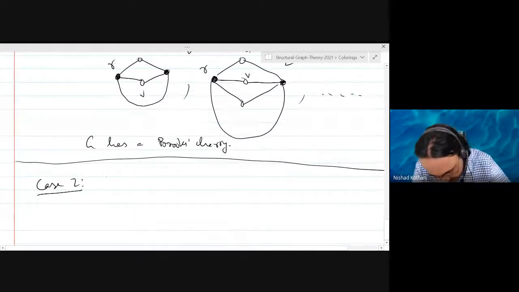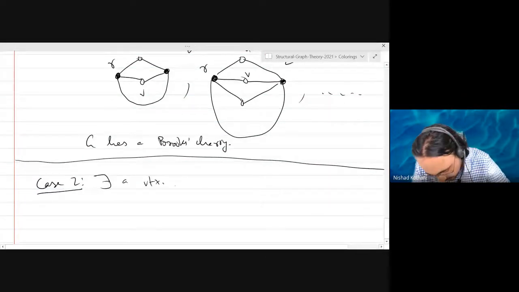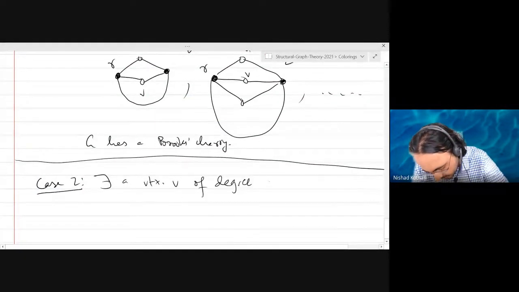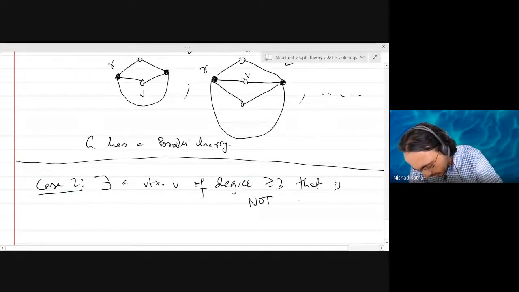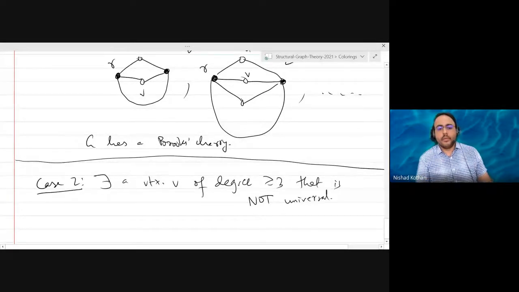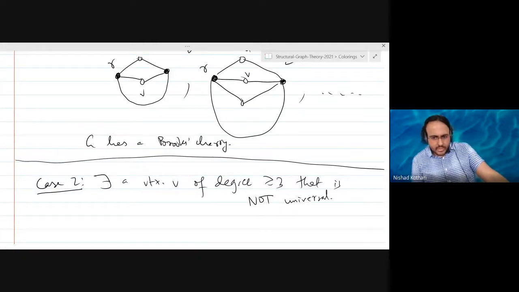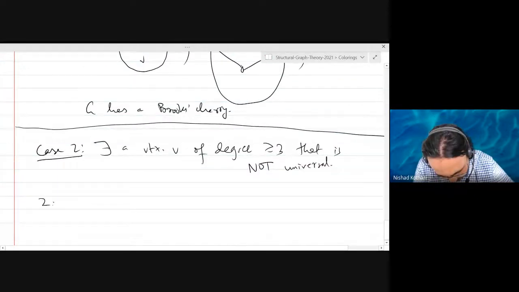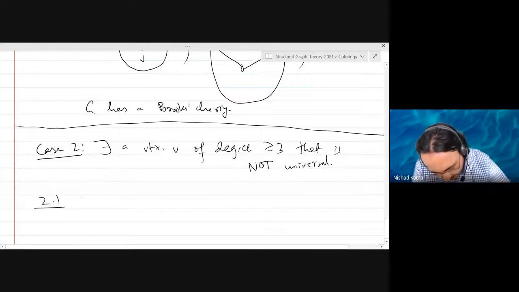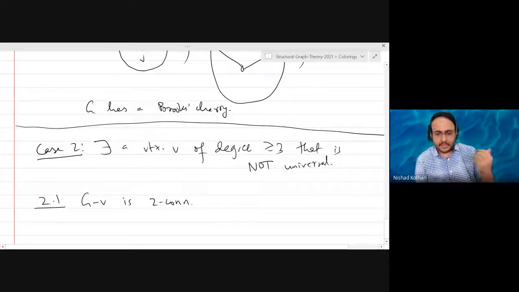There exists a vertex V of degree at least 3 that is not universal. Okay? So let's consider this case. I want to delete this vertex and look at the remaining graph and somehow find a Brooks cherry in the graph G. So actually, let's consider two possibilities. Either after deleting this vertex, the remaining graph is still two connected. Okay, this turns out to be an easy case.